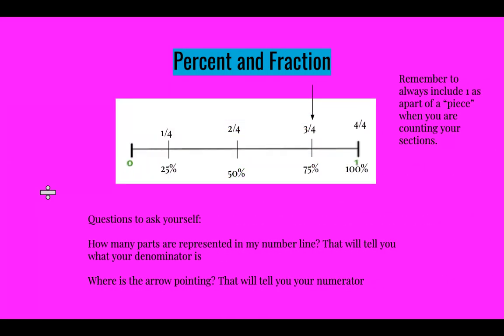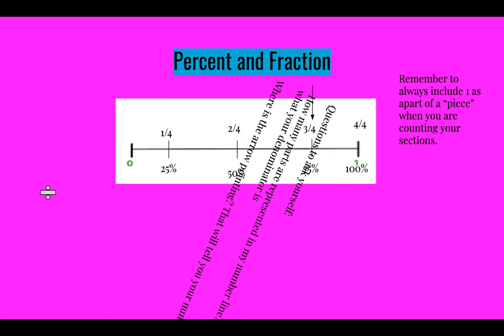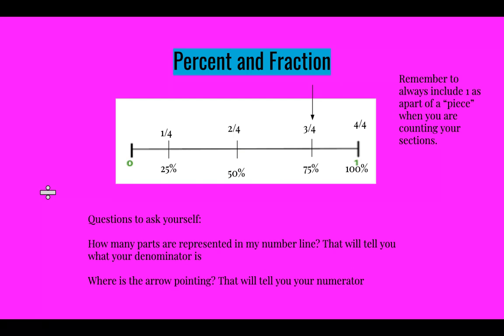So here you are. You have your number line, okay? So normally it would be blank, or it would be halfway filled out. So questions to ask yourself: how many parts are represented in my number line? That will tell you what your denominator is. Then you need to see where the arrow is pointing, and that will tell you what your numerator is.